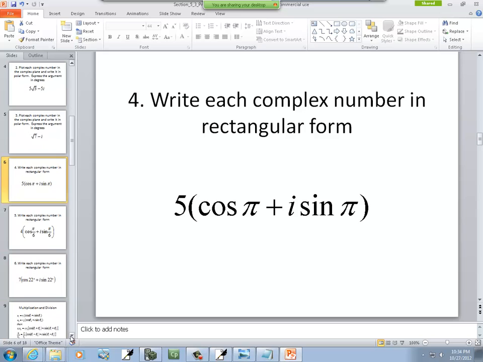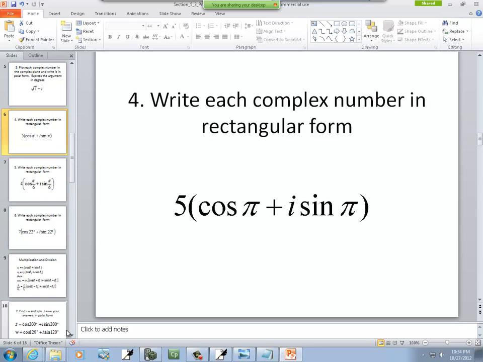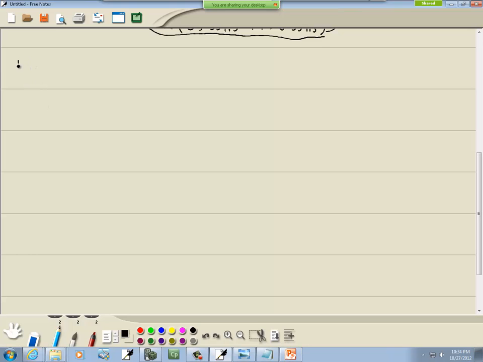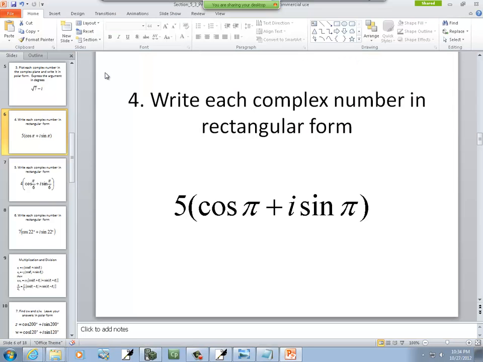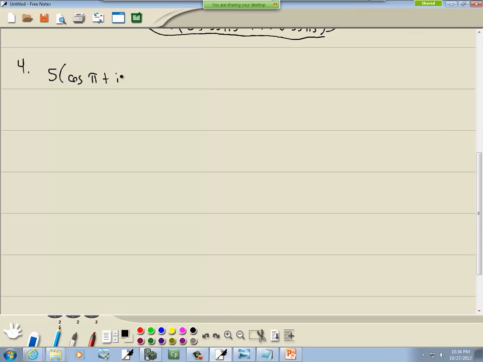Now these are given to us in polar form, and it says write each complex number in rectangular form. So we're wanting to go the other direction. This one is a lot easier. Okay, so we got 5 cosine pi plus i sine pi. Well, what we do is we just look these up in our unit circle.